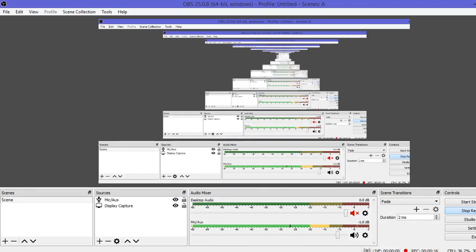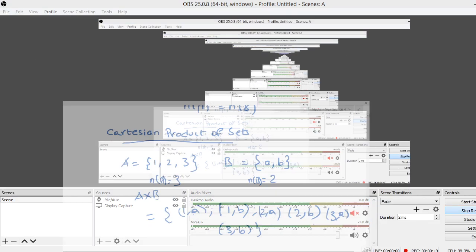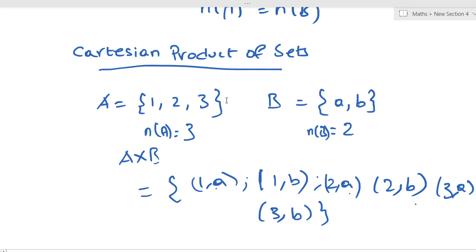Let us say A is a set having elements 1, 2, 3 and B is a set having elements a, b. We know that the number of elements of A is 3, and the number of elements of B is 2. So the Cartesian product will be like this. We take the first element of A with the first element of B, and the first element of A with the second element of B. Like that we'll make ordered pairs. These are called ordered pairs. 1 comma a, or x comma y, all these are called ordered pairs.